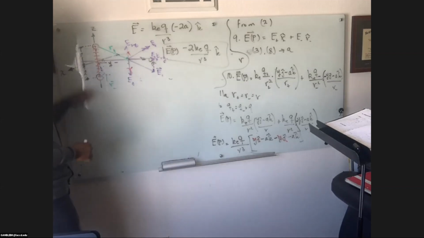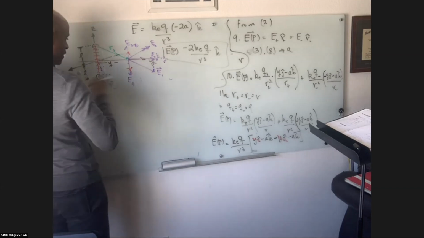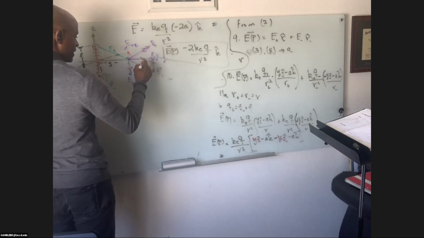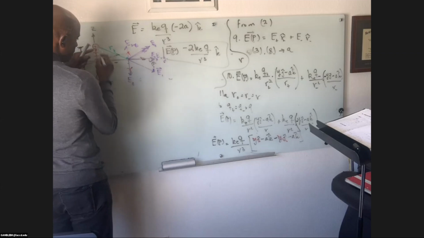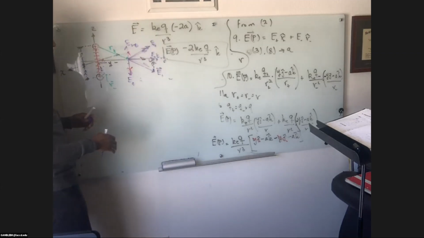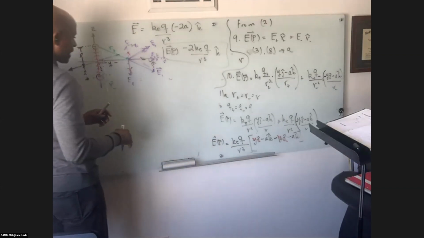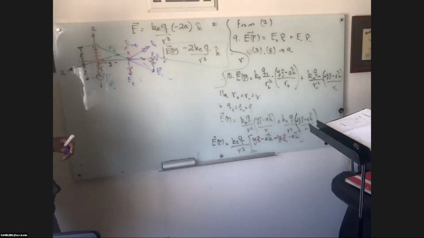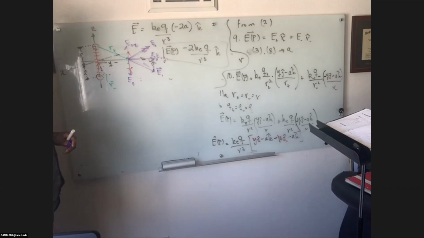But the thing is, I don't just have two charges. I have all these other charges that are going to do the same thing. So this charge is going to have a vector that maybe points like that, and this one is going like that. All the z components are going to cancel out, and all the y components are going to add up. Does everyone understand that?